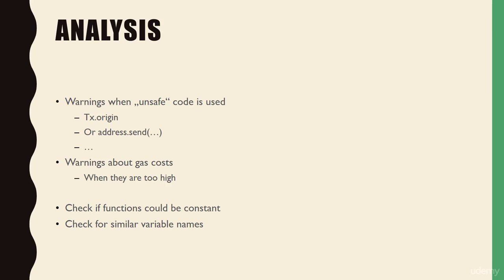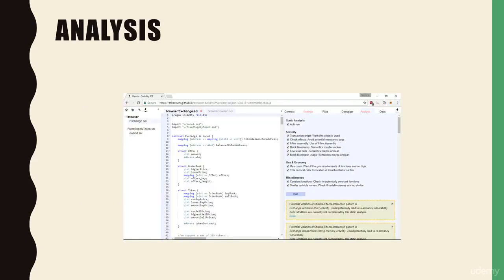Let's talk about the static analysis. Remix can give you a warning when you use unsafe code. For example, when you use transaction origin or address send. It can also give you warnings about gas costs. For example, when they are too high, when you use a function which has so many instructions that it can never get executed. It can check if functions could be constant, if they are not changing any state. And it can also check for similar variable names. This is the static analysis tab from Remix. And you see you can turn everything on and off, and it gives you the warnings underneath.